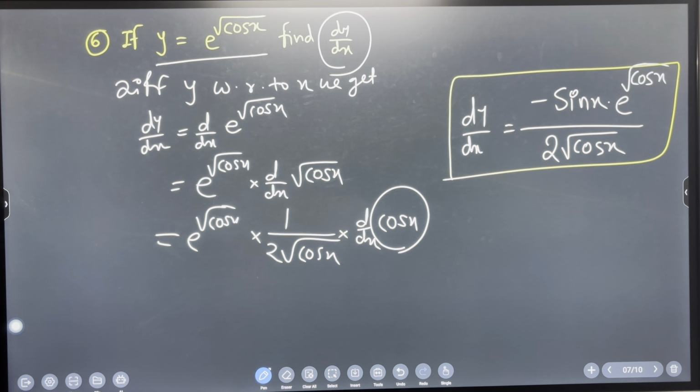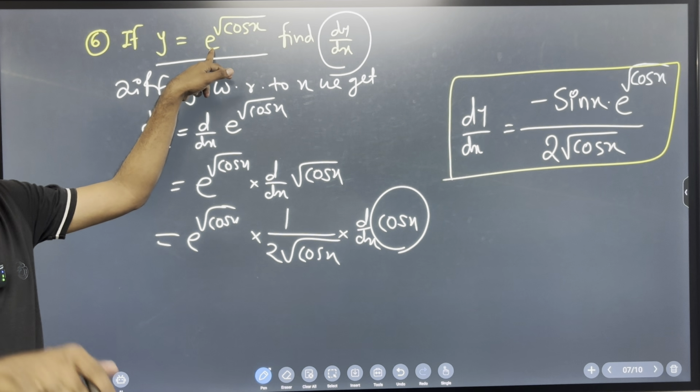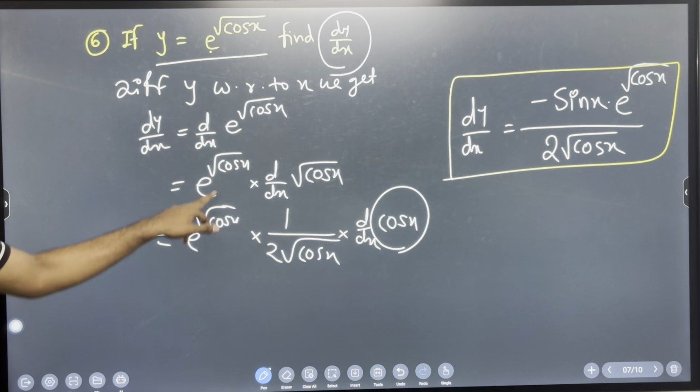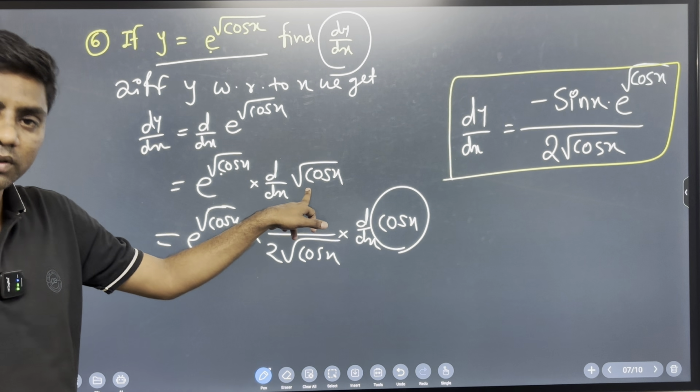So take a screenshot and write down the given example. Make the practice at home very simple. First we write down the derivative of e raised to x. So what is the derivative of e raised to x? As it is. Then again taking the derivative of that function, root cos x.